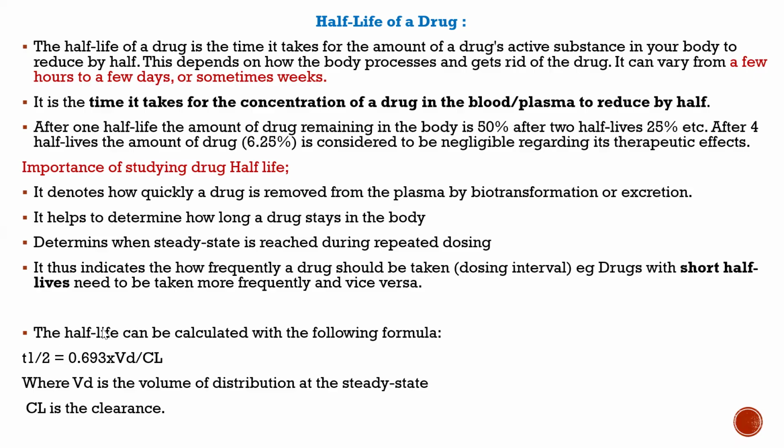So the formula for calculating half-life is 0.693 times the volume of distribution, all over the clearance, right? Where V is the volume of distribution of the drug at steady state, and C is the clearance, how the drug is being cleared from the body, right? So that's it about the half-life of a drug.